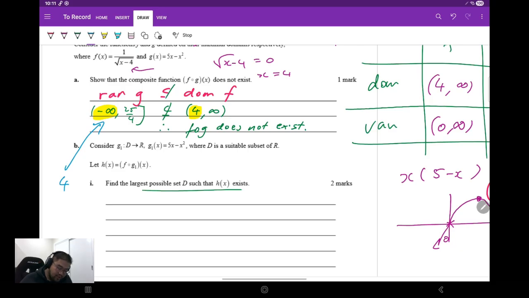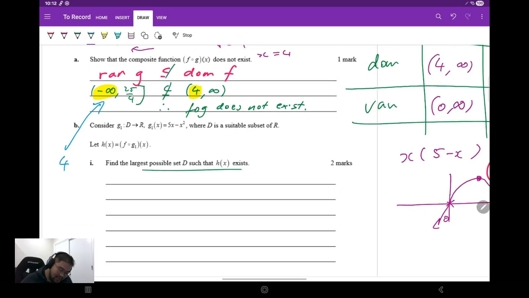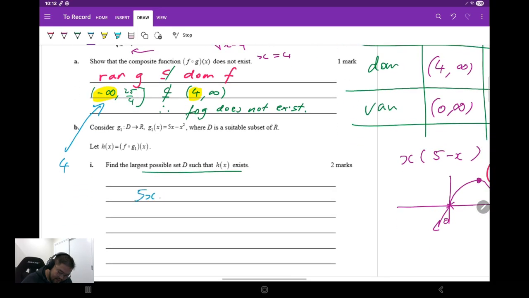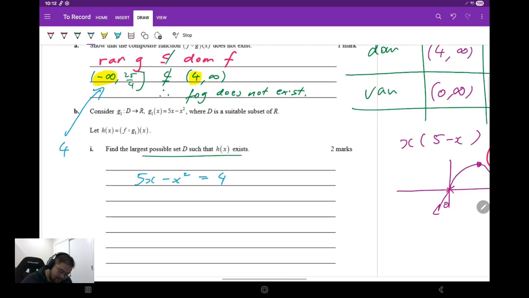So what we need to do now is look at g. In this case, g is 5x minus x squared, and we're going to see where that actually equals 4. If we rearrange this, we get negative x squared plus 5x minus 4 equals 0. Take a negative out: x squared minus 5x plus 4 equals 0. And then from here we can factorize.